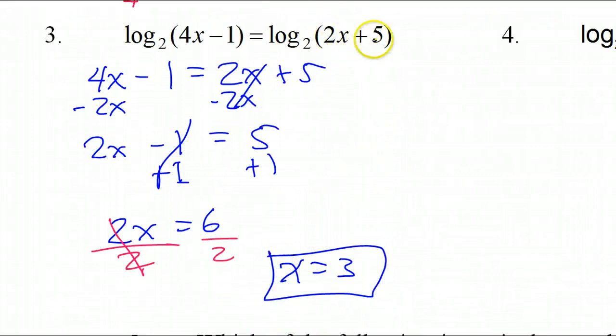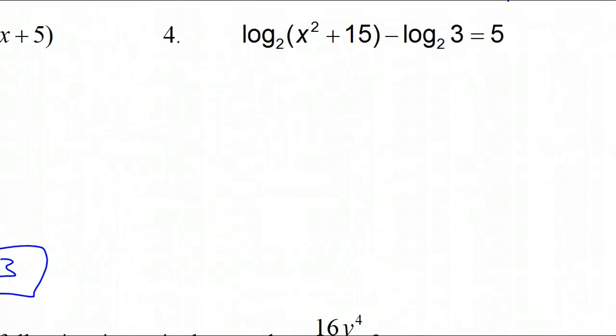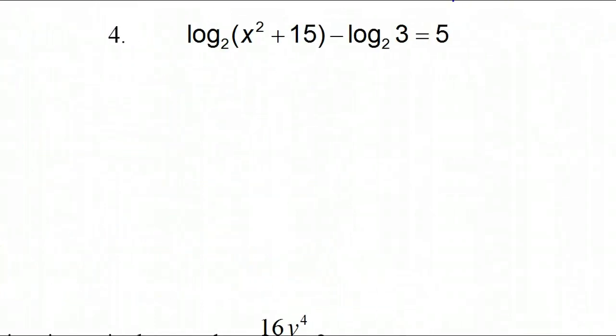If I plug that in here, I get a positive. 4 times 3 is 12, minus 1 is 11. It's all good. Okay, number 4. We're back to condensing again.